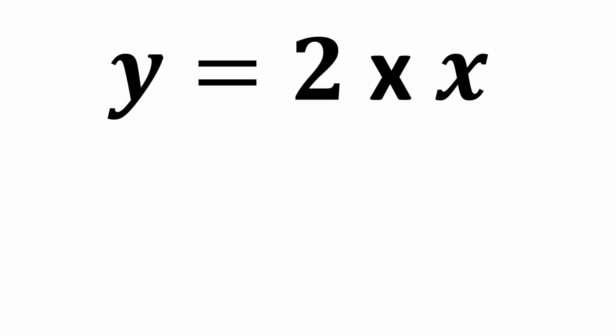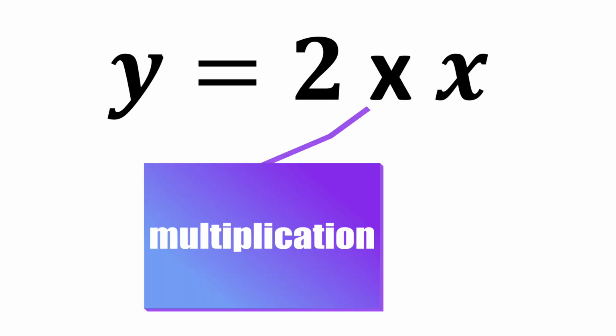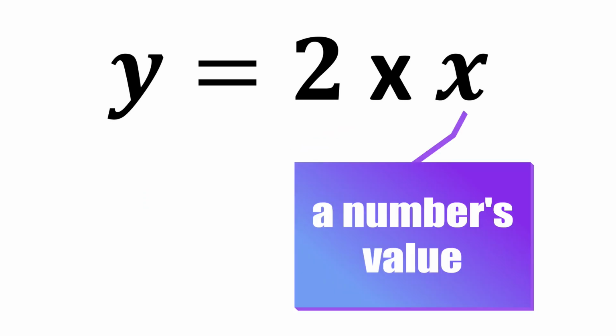Here's a typical formula involving X and Y. It says that the value of Y equals 2 multiplied by X. This format can be very confusing to students because the letter X appears twice. The first time, the X stands for multiplication. The second time, the X stands for a letter that can be substituted with a number.